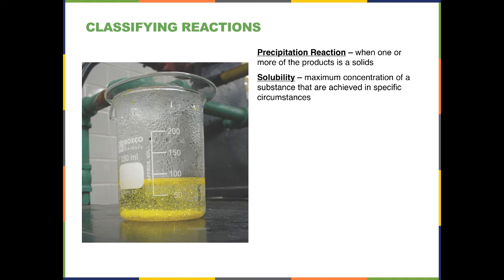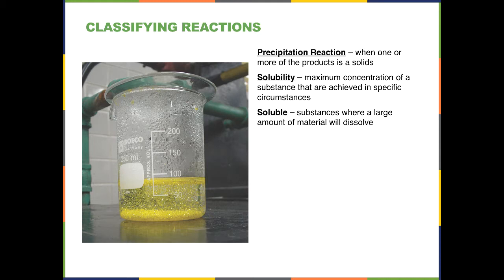Now, the concept of solubility is important to understand when you think in terms of a precipitation occurring. In the case on the left here, you have this yellow material coming out of solution and sinking to the bottom. That yellow material is called a precipitate. It's relatively insoluble in the liquid that's in the beaker here. And solubility represents the maximum amount of a substance that can be dissolved in another substance, or the maximum concentration of a substance that can be achieved in the circumstances that the substance finds itself in.